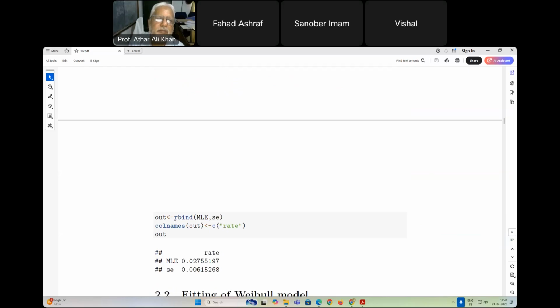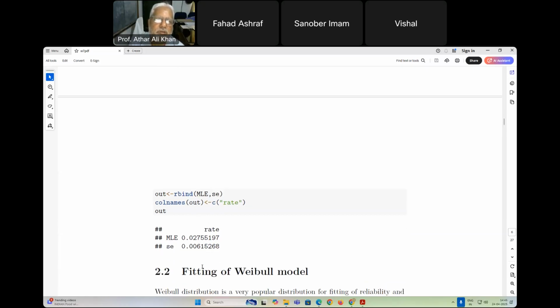Now we can combine them using rbind, row-wise binding, of MLE and SE, with column names c equal to rate. When we print it out, this will be the result: MLE is here because of rbind, row-wise binding, the standard error is here, and the column name is rate. So this is the estimator, and this is the standard error.